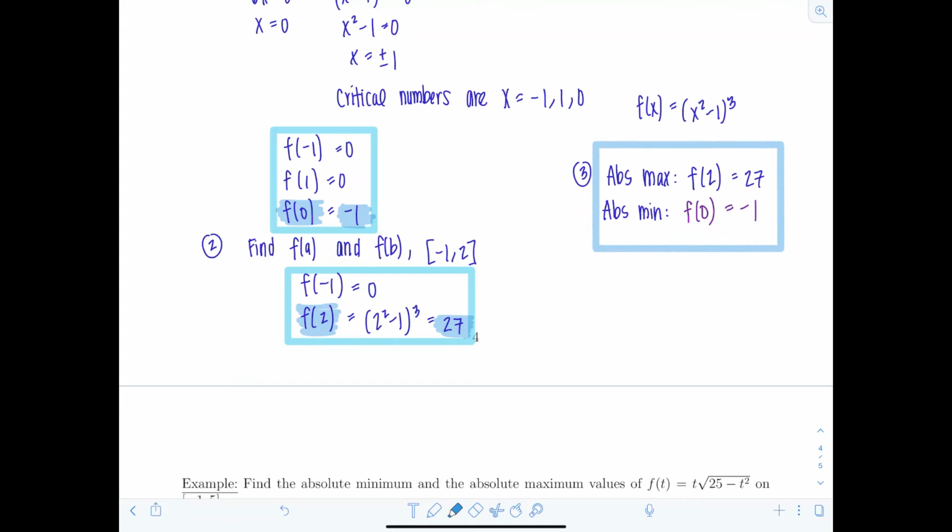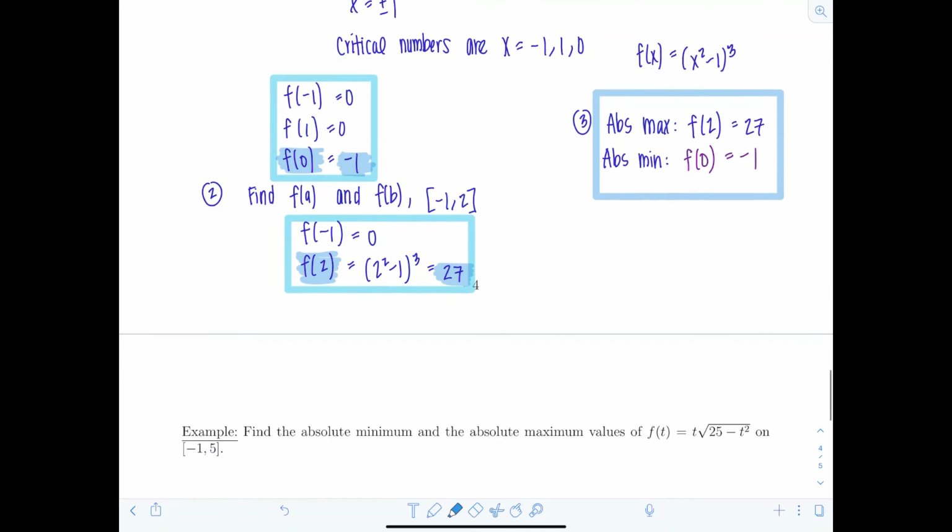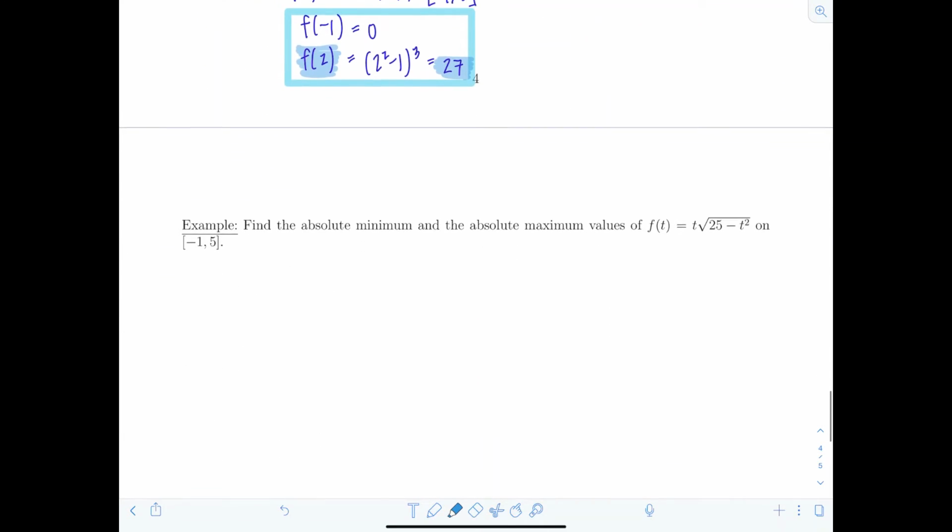Okay. Now, obviously, it can get a little more complicated if the derivative is a little trickier to evaluate. So that's what we're going to look at in the next example. Find the absolute minimum and the absolute maximum values of f of t equals t times the square root of 25 minus t squared on the interval from -1 to 5.